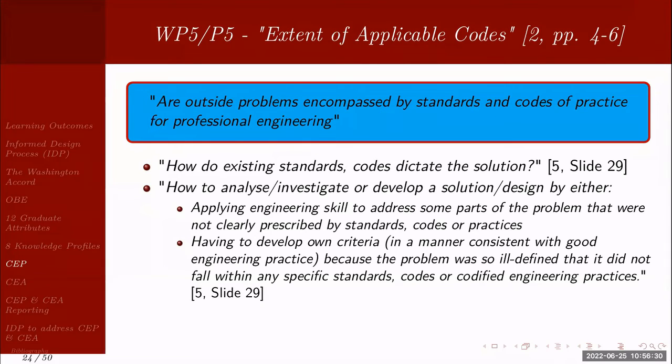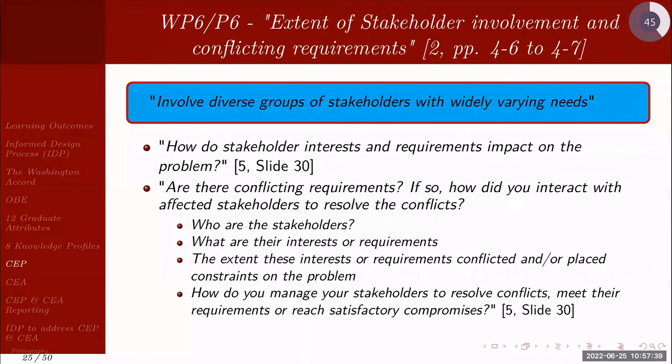P5, extent of applicable codes. For the complex problem, this range is related to problems which are outside those encompassed by standards and codes of practice for professional engineering. This is a big issue. P6 is related to extent of stakeholder involvement and conflicting requirements. In a complex problem in this range, it will involve diverse groups of stakeholders with widely varying needs. In your design project, there can be different types of stakeholders.